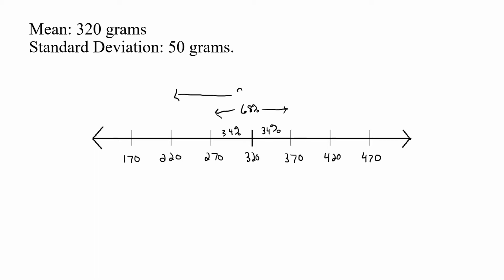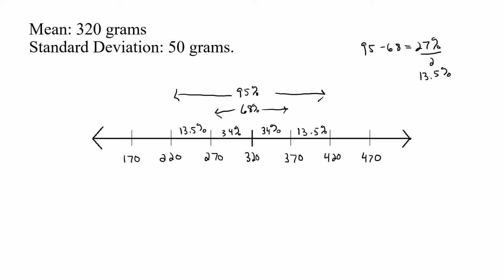We also know that 95% of the values will be within 2 standard deviations of the mean. Since we've used 68% inside here, that leaves us with 95 minus 68, or 27%, in the next 2 groups. If we divide that in half, we see that 13.5% will be between 370 and 420, and the same thing on the other side, between 220 and 270.